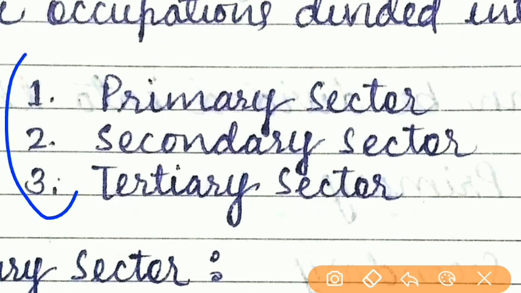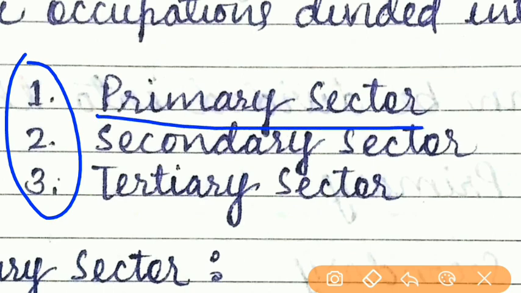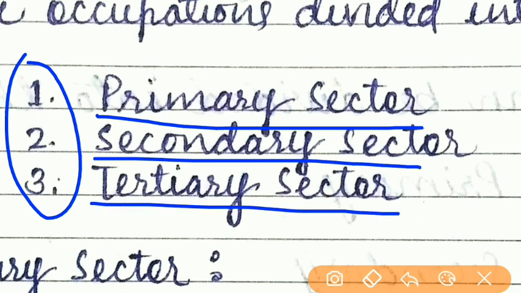Each of these occupations is interdependent. For example, a farmer produces food which is required by those engaged in secondary occupation, who in turn provide finished products to those engaged in tertiary occupations. Persons engaged in tertiary occupations help in distributing the finished product to those engaged in primary sector and secondary sector.